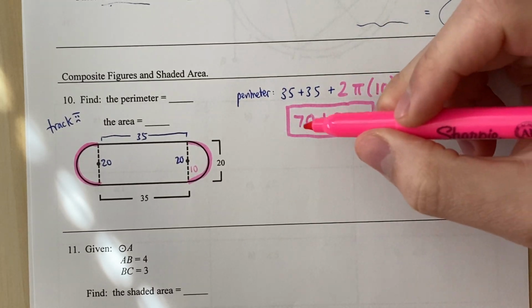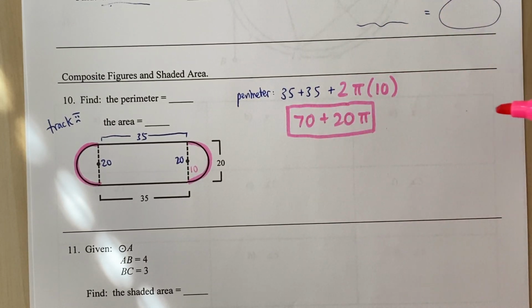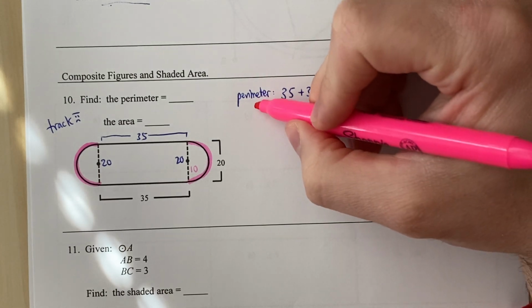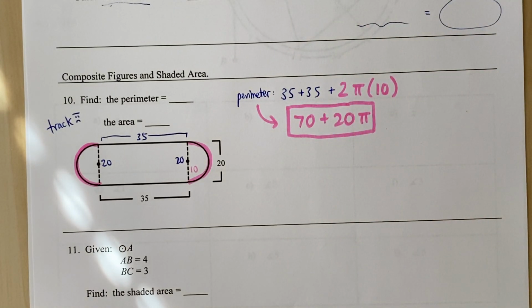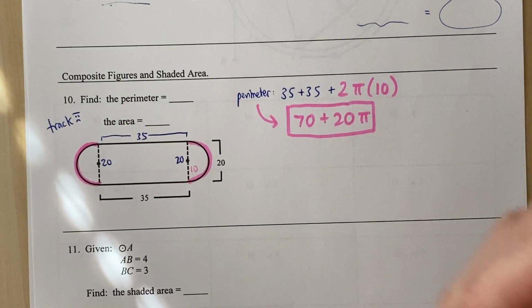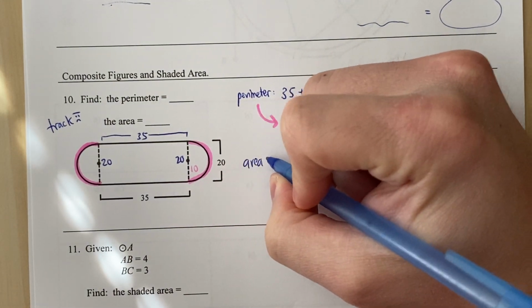They're different units. This is normal numbers, this is with pi. So that's how you write your final answer for the perimeter. So again, think about it in its full terms. Okay, area is a little different.